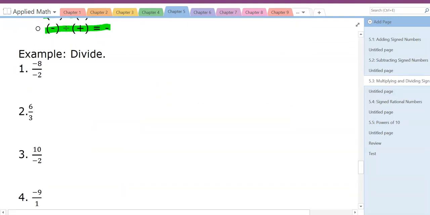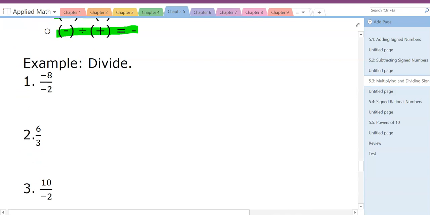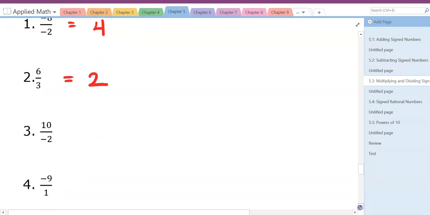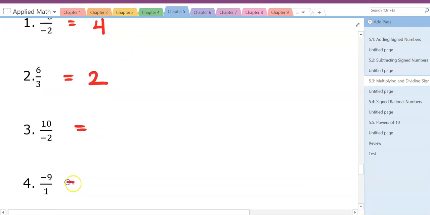All right, so what would be negative 8 divided by negative 2? 4. 6 divided by 3? 2. What's the next answer? And the last one? Negative 9.